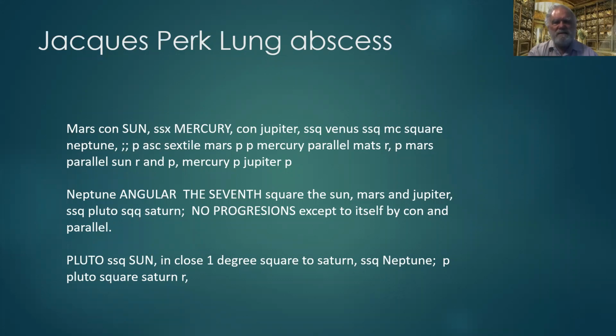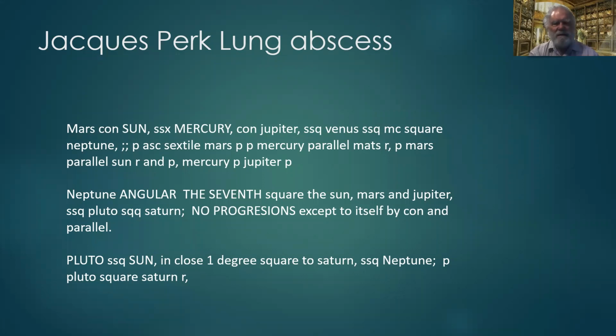But here, looking at our constants, it's square to Neptune, Mars square Neptune. I mentioned this is a very difficult aspect. The progressed ascendant was sextile Mars, progressed Mercury parallel Mars, progressed Mars parallel Sun, and progressed Mercury parallel Jupiter. I don't know why I put that there. Neptune is powerful, angular. It's in the 7th house, square the Sun, Mars, and Jupiter. This is very prominent. Neptune is semi-square Pluto, and semi-square Saturn.